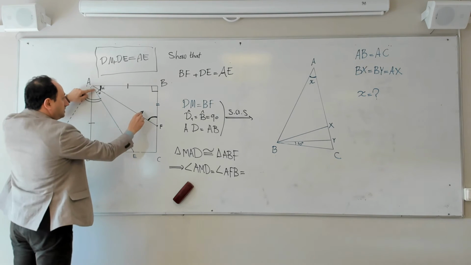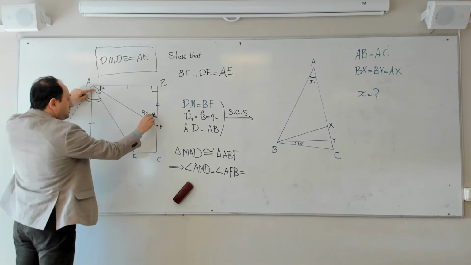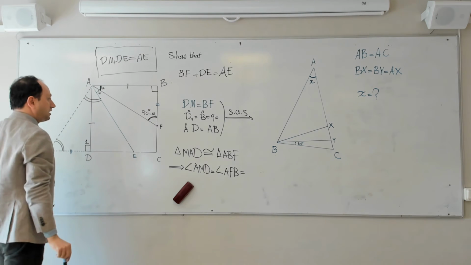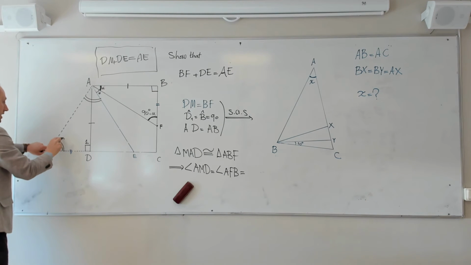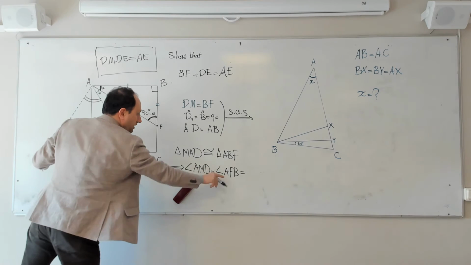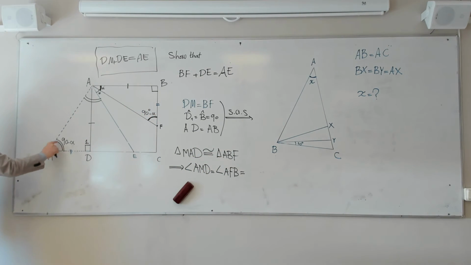It's 180 minus alpha minus 90, which becomes 90 minus alpha. Yes, so that is 90 minus alpha. If that is 90 minus alpha, this is also 90 minus alpha, because they are supposed to be equal. How should I know? Because of congruency. So, at least I have something for this angle.